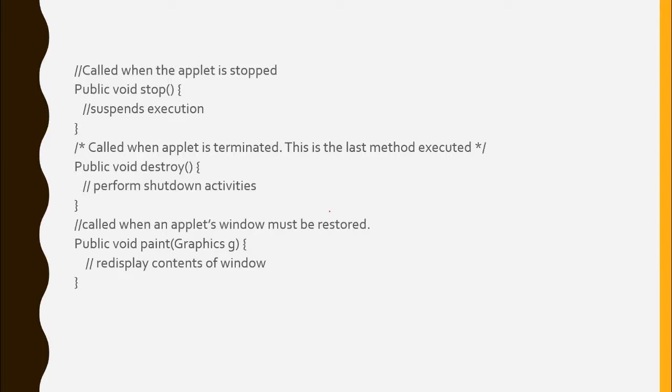Public void stop is called when the applet is stopped. Public void destroy is called when an applet is terminated and performs shutdown activities. Public void stop suspends execution. It does not say that it will completely destroy the applet, but it suspends the execution. Paint is called when an applet's window must be restored or shown again, when some other window comes in front of this applet and you then remove it. It will not be able to redraw unless you call paint again. So this is very important.